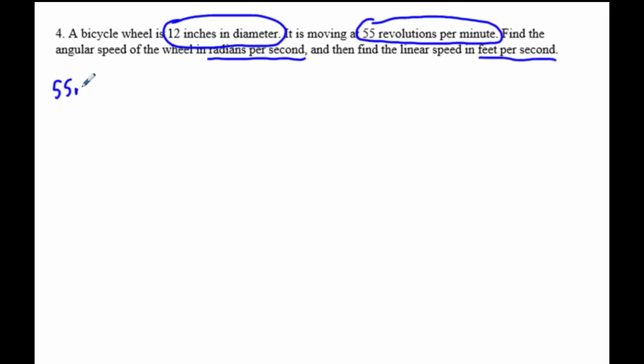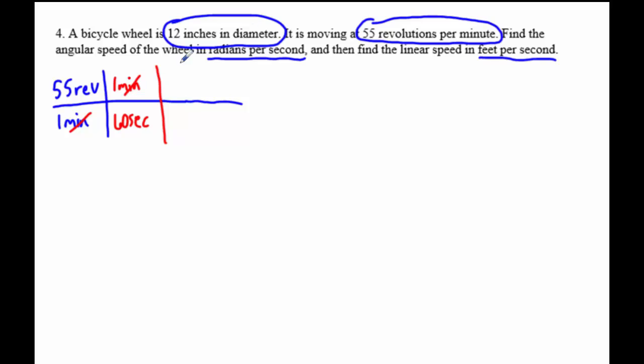So I'm going to put 55 revolutions over 1 minute, and I'm going to do this thing that in chemistry we call dimensional analysis, but in math we just call converting. 55 revolutions per minute. If I want radians per second, well, the minutes part of that is easy. How many seconds are in a minute? 60. I want the minutes to cancel, so minutes needs to go on top and seconds needs to go on bottom because I want to get rid of minutes.